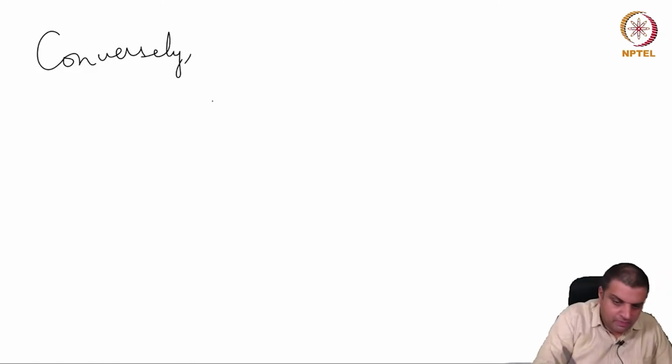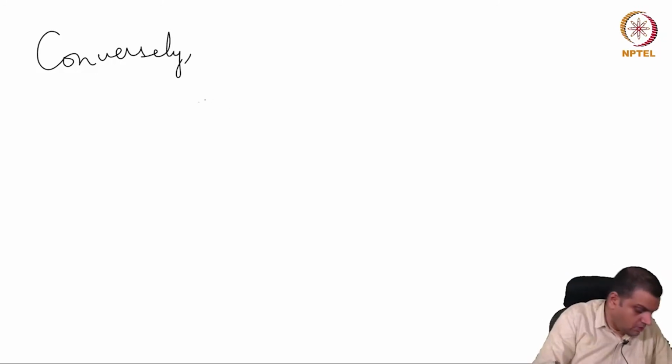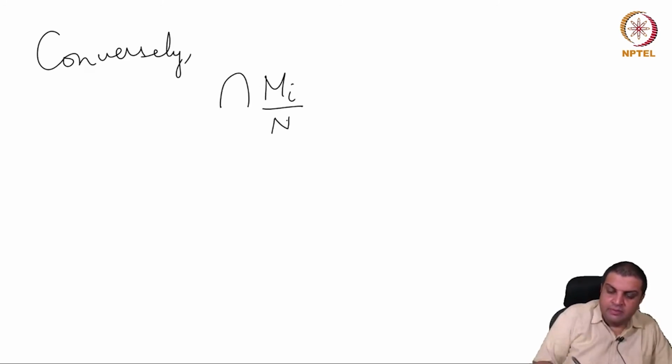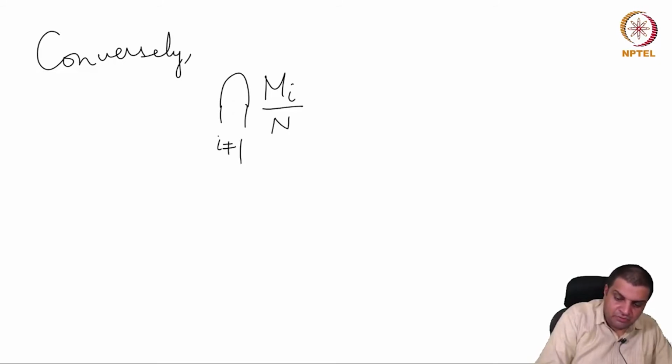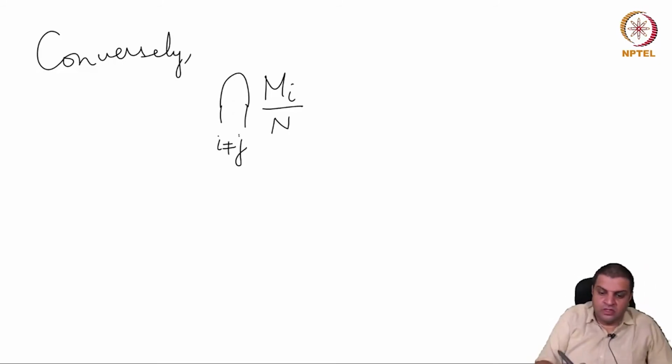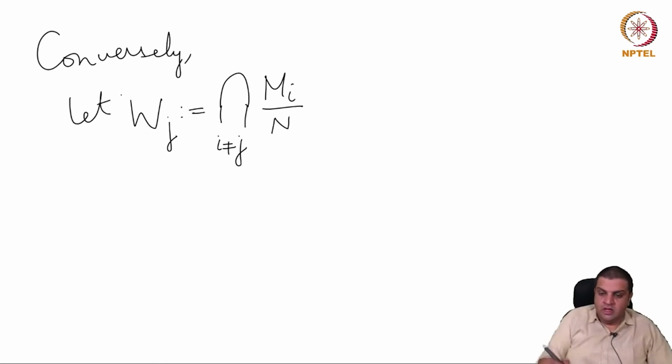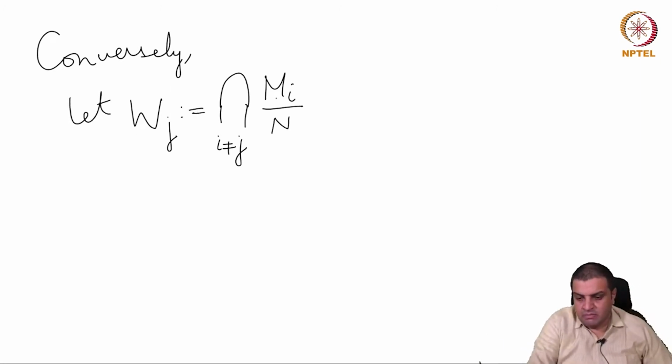So let's look at the intersection of the Mi over N, for i different from j. Call this module Wj. Now each Mi is inside Mi and they contain N. So Mi mod N is inside M mod N. And the intersection is also therefore inside M mod N.